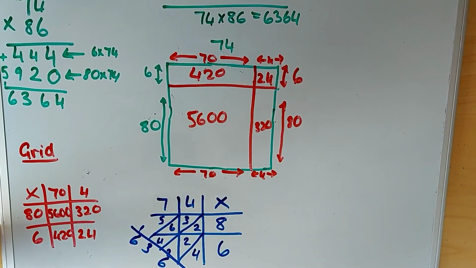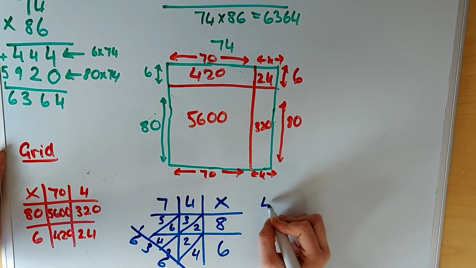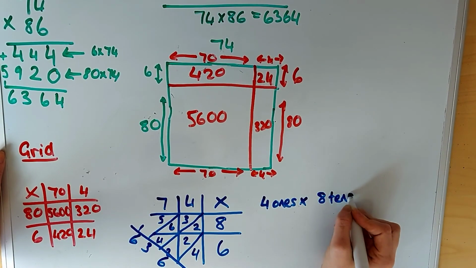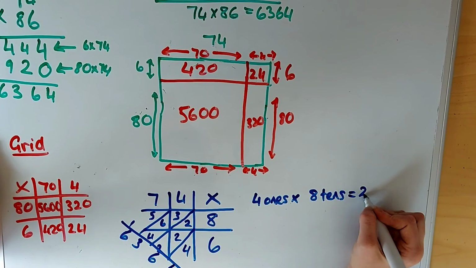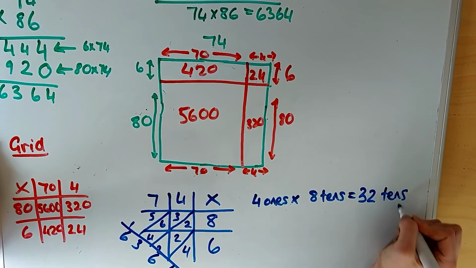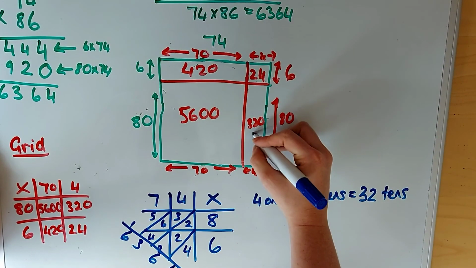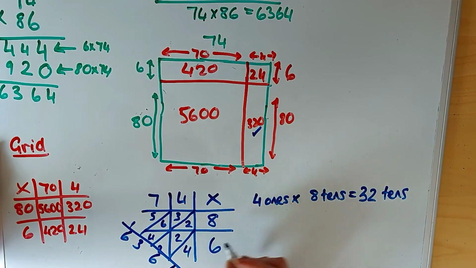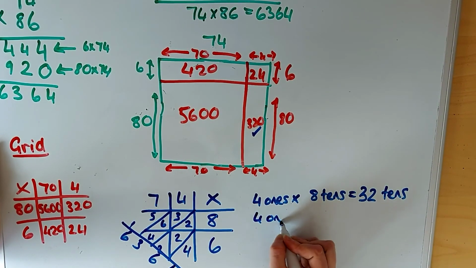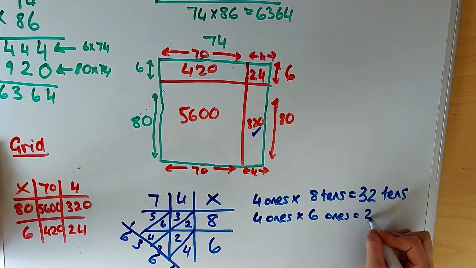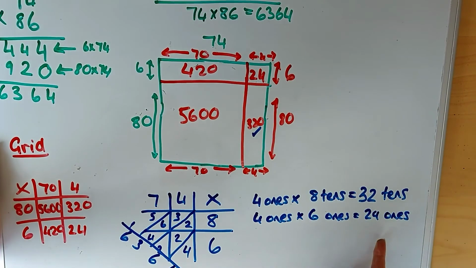So how does this one work? Well, this part here is 4 1s multiplied by 8 10s. So that is actually 32 10s. And 32 10s is the same as 320. The next part, we've got 4 1s multiplied by 6 1s, which leaves me with 24 1s. That's just 24, which is this part.